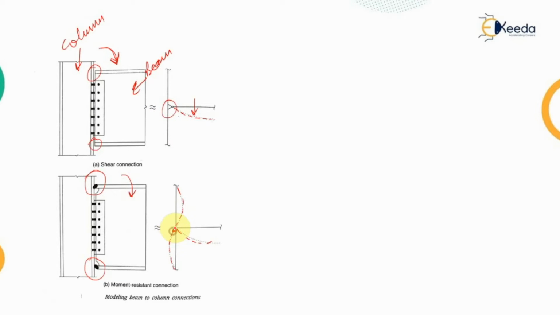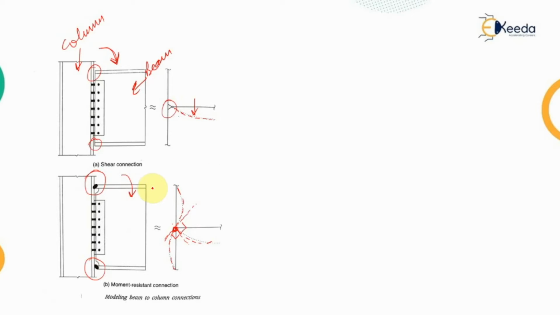While in this case it is acting like a rigid body, because the angle which has been provided earlier between the different elements has been maintained. For example, if you draw a tangent line here, you can see that the angle is still 90 degrees between the different components. So the angle which was initially provided has been maintained in this connection.